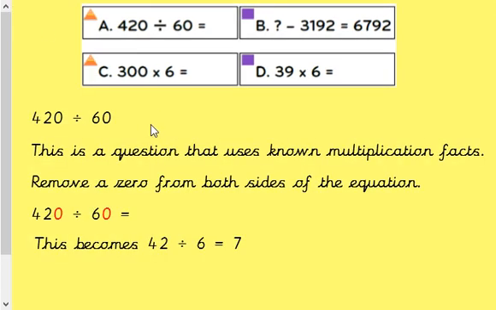Our second question this morning is again a question where we use known multiplication facts. So 420 divided by 60. Well, I've got a 0 on both sides, so I could take out both of those zeros because it's on both sides. And that would leave me with 42 divided by 6 and an answer of 7.